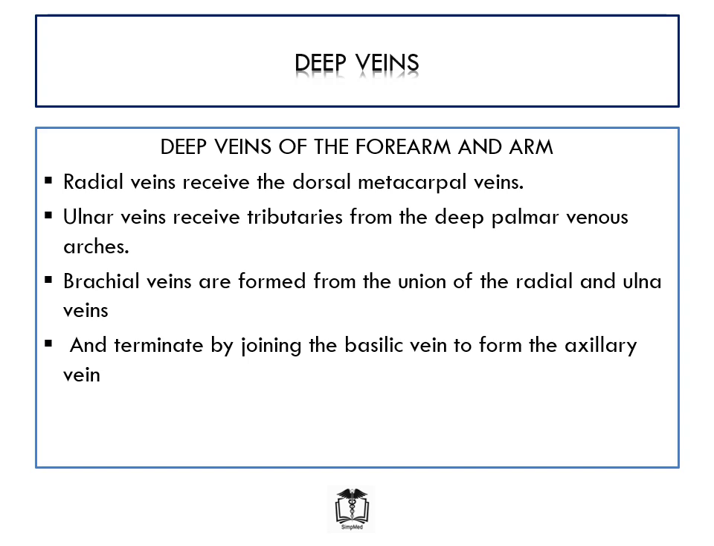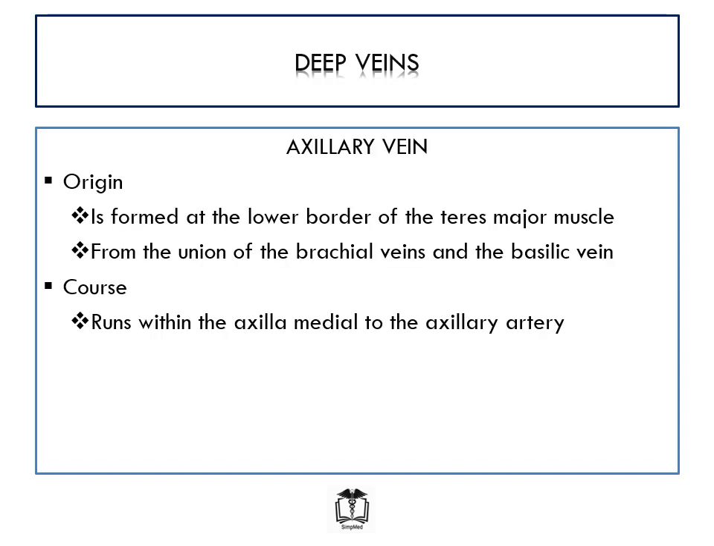Finally, the brachial vein will terminate by joining the basilic vein. Remember, we talked about that when talking about the superficial veins of the upper limb. So, brachial vein terminates by joining the basilic vein to form the axillary vein, and that's how we get to the axillary vein. The axillary vein is the last deep vein of the upper limb.